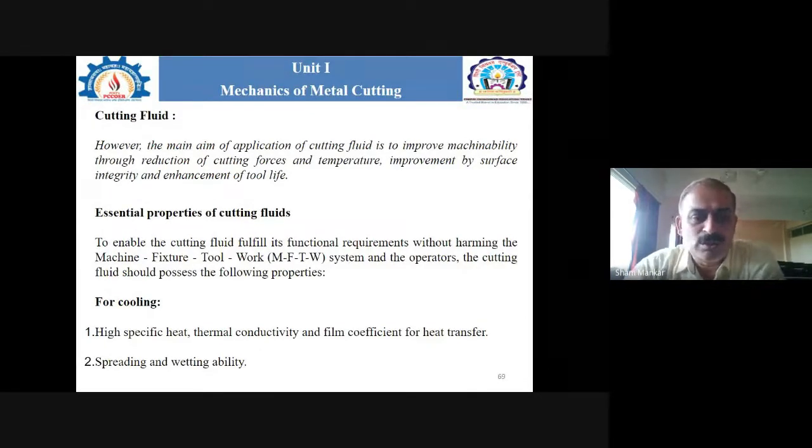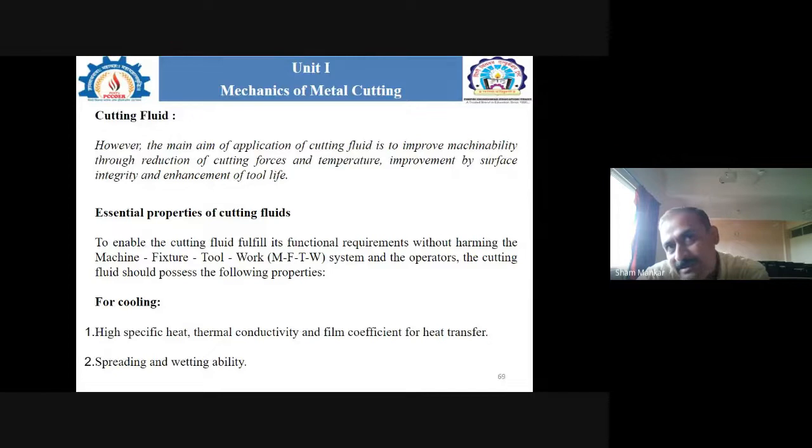Okay, so as we know, these are the essential properties for cutting fluids. To enable the cutting fluid to fulfill its functional requirement without harming the machine, fixture, tool, workpiece system and the operators, the cutting fluid should possess the following properties. It is clearly mentioned on the current slide, number 69, what kind of different properties we are expecting from cutting fluids.